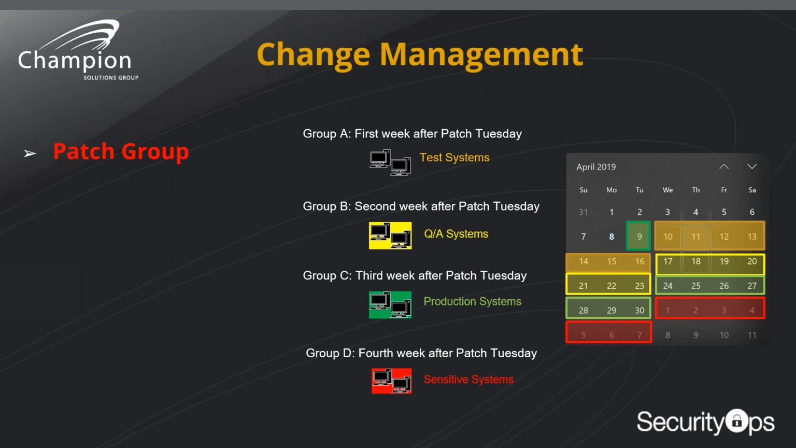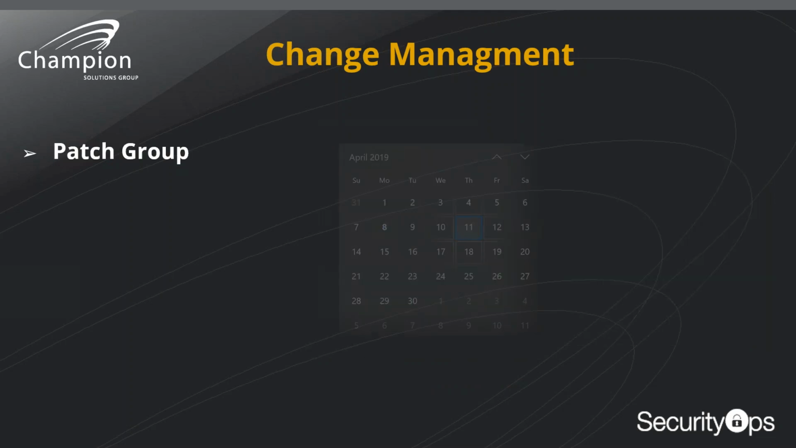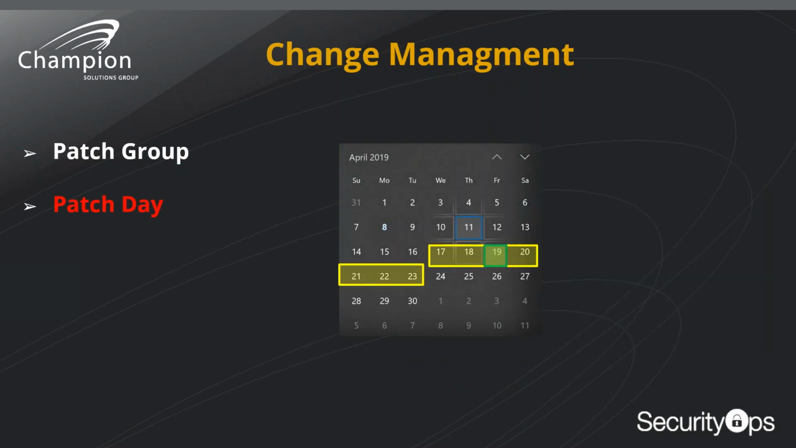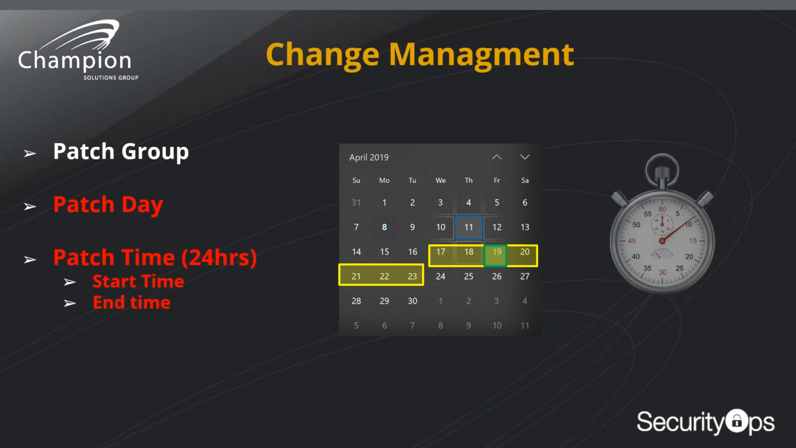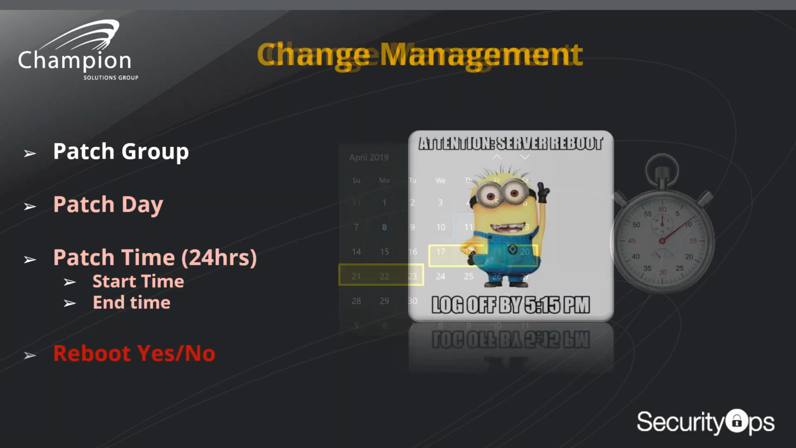So if we can identify which patch group your system belongs in, the next part is we need to know which day. Is it Monday, Tuesday, Wednesday, Thursday, right? And here I have it lit up because I'm in group B on a Friday, and obviously that would be on the 19th. Now that we have the week and the day of the month, we need to know what our start and end time is. When is our change window, right? And the last thing we need to know is, should we reboot or not?